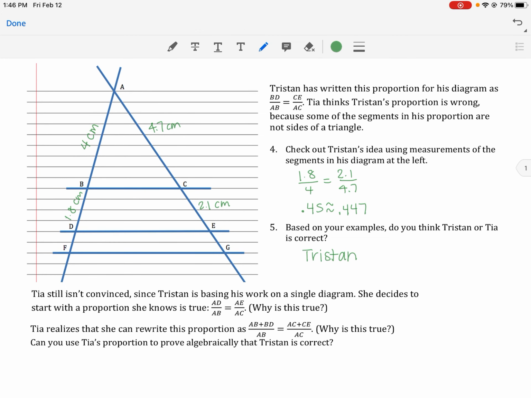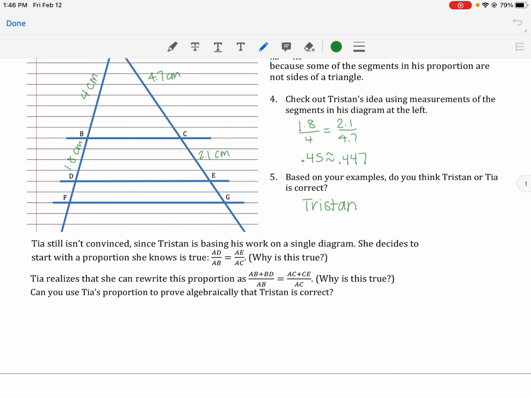And then Tia wasn't quite convinced, so I did show you guys just a little bit of an algebraic proof. If we start off by splitting up the segment into AB plus BD, that equals segment AD. Then we took AB divided by AB plus BD divided by AB equals AC over AC plus CE over AC. So then we get 1 plus BD over AB equals 1, right? Because you're dividing the same thing by itself. CE over AC, the 1's cancel out, and then this is a true statement.